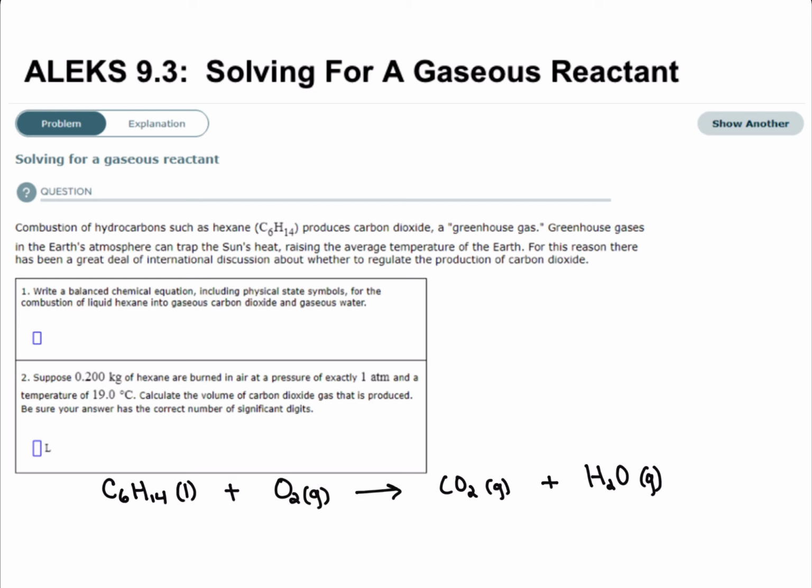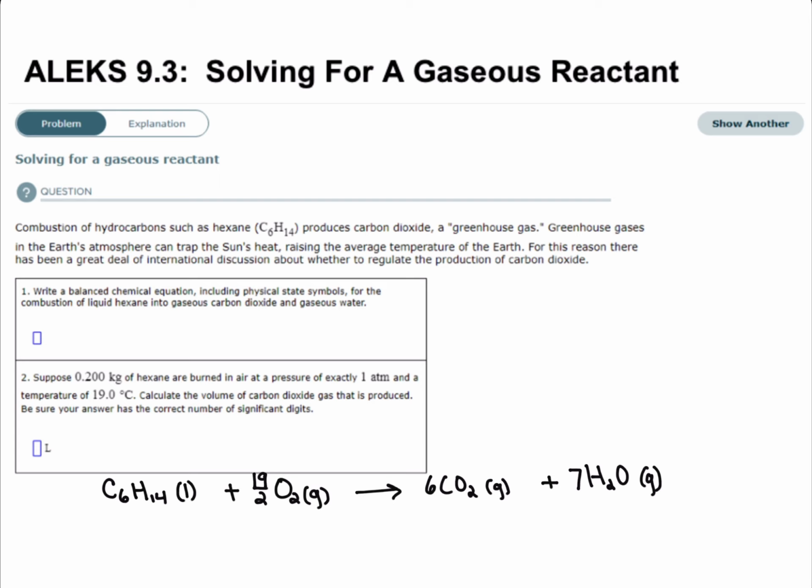Now we have to balance this equation. There are a few ways of balancing it. I like to balance all of my elements and leave my diatomic oxygen to the very end. So I have 6 carbons on the left, so I need 6 on the right. I have 14 hydrogens on the left, so if I put a 7 there, I get 14 hydrogens. Now what's left over is just the oxygens. On the right, I have 12 oxygens from the carbon dioxide plus 7 oxygens from the water. So 12 plus 7 is 19. I have 2 oxygens on the left, so I'm going to use a fraction: 19 over 2 times 2 is 19.